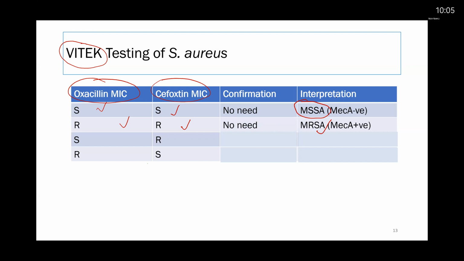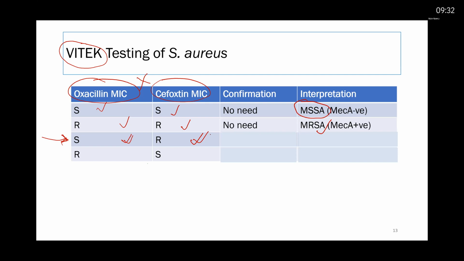Suppose in two different scenarios, we have a mismatch between oxacillin and cefoxitin MIC. Our oxacillin MIC is coming as susceptible and our cefoxitin MIC is coming as resistant. This is a very common scenario if you are using a Vitek. The error in cefoxitin testing is the most common scenario. In this scenario, what should be done? Should we report it as MRSA? Should we report it as MSSA? So the advice is don't report at this stage.